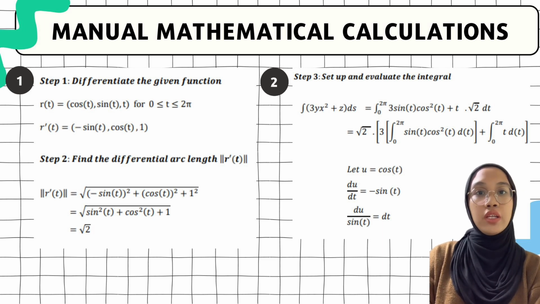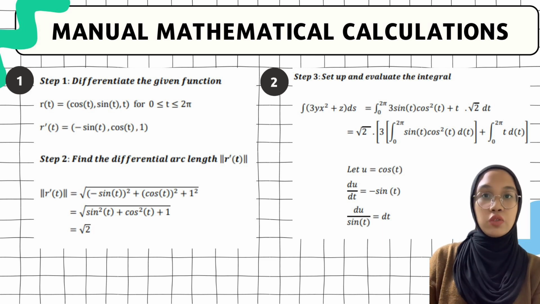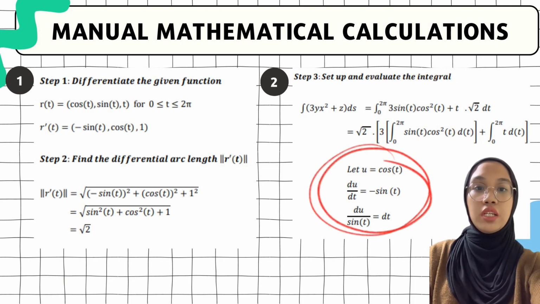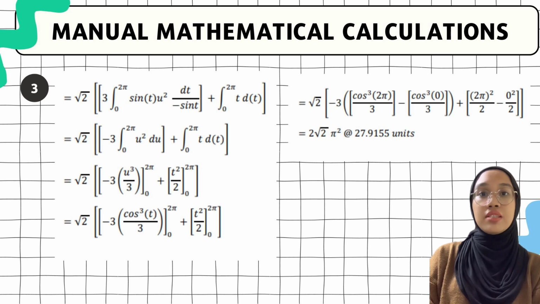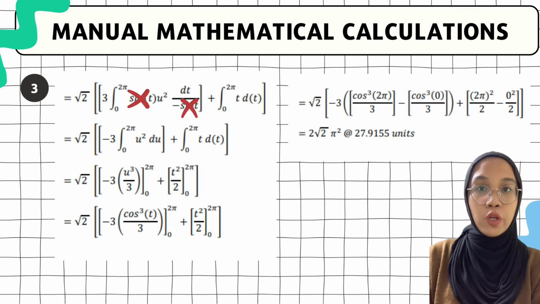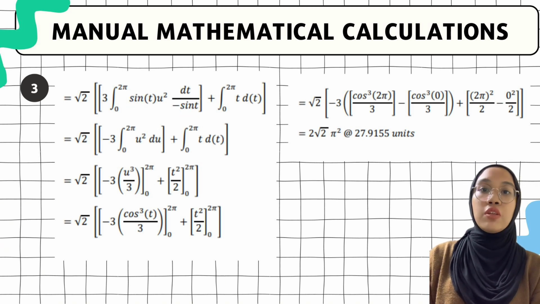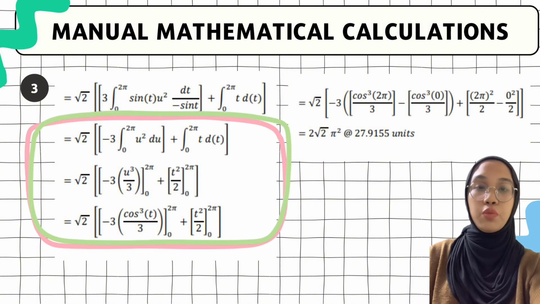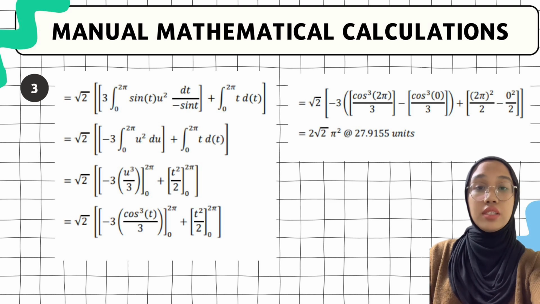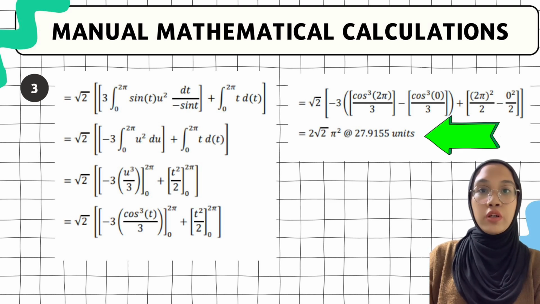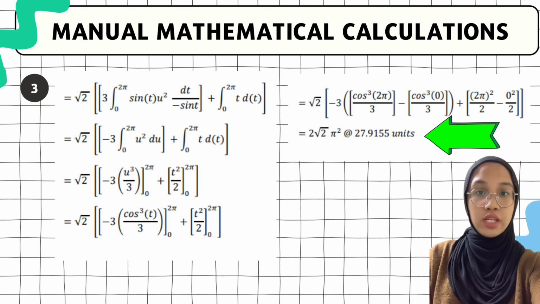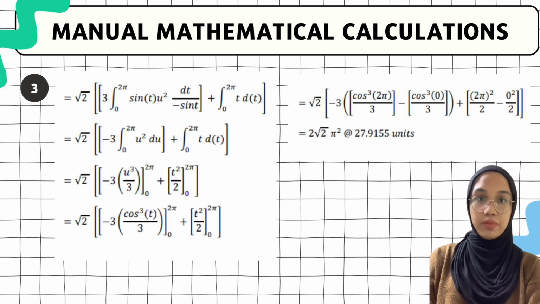Let's set up and evaluate the integral. As you can see here, we just substitute the values of x, y, and z into the equation. We let cos t be u and differentiate it so that we can eliminate sin t in the equation, and proceed with the next evaluation until we get the final answer after we integrate the whole equation and substitute the limits, which are 0 and 2π. After all these steps, you will get 2√2 π² units, or 27.9155 units, as the final answer for this problem.